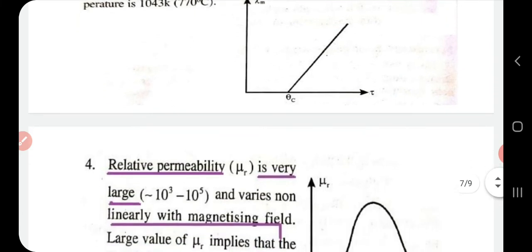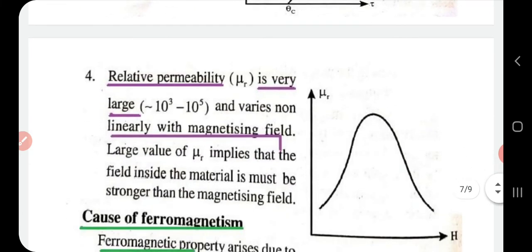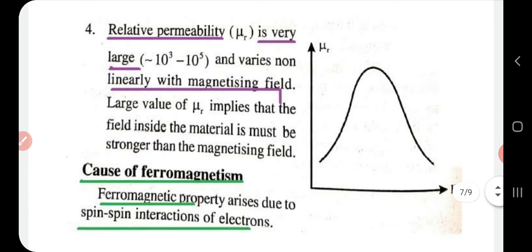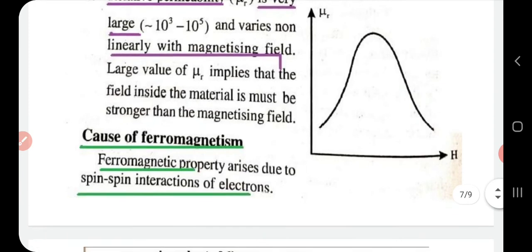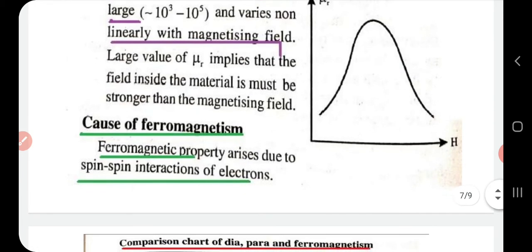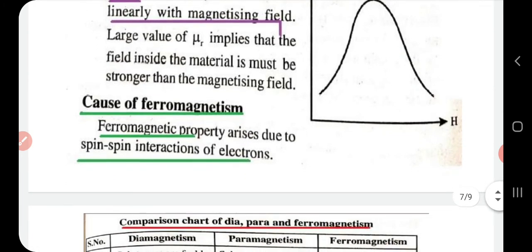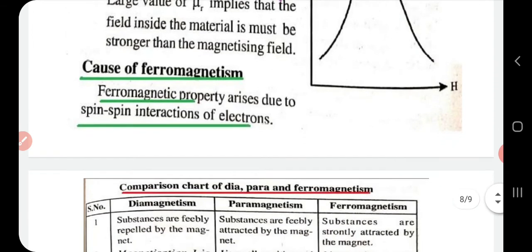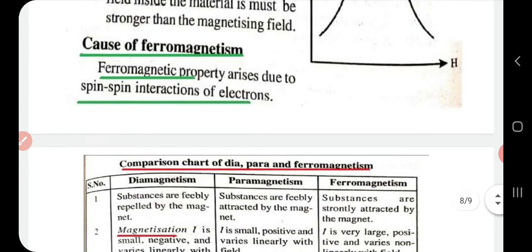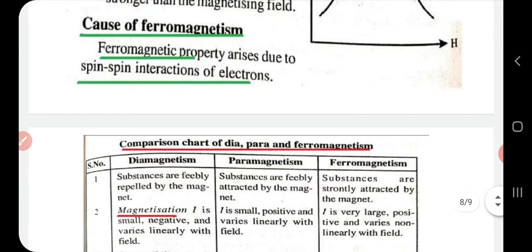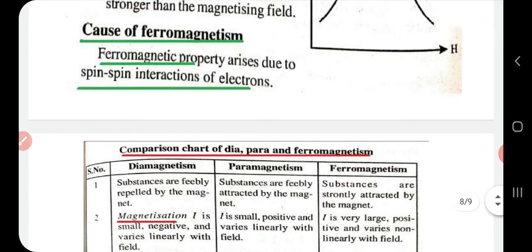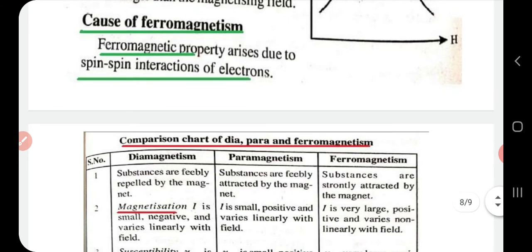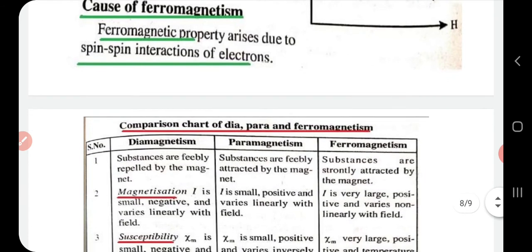Now in this case the relative permeability is very large, and it varies non-linearly with the magnetizing field, as shown in the figure. A large value of mu r means that the field inside the material is stronger than the magnetizing field. Now the main cause of ferromagnetism is the spin-spin interaction of electrons. That is, electrons have spin motion, and when the spin motion of one electron interacts with the spin motion of another electron, this gives rise to ferromagnetism.